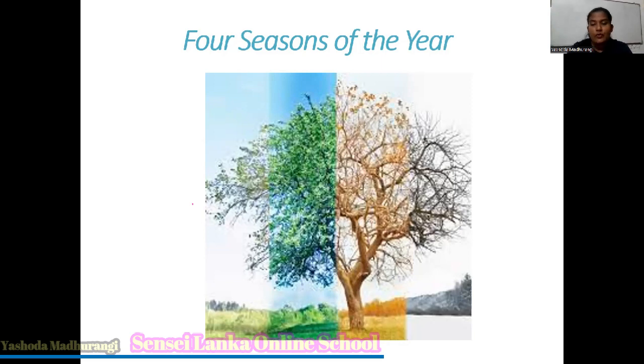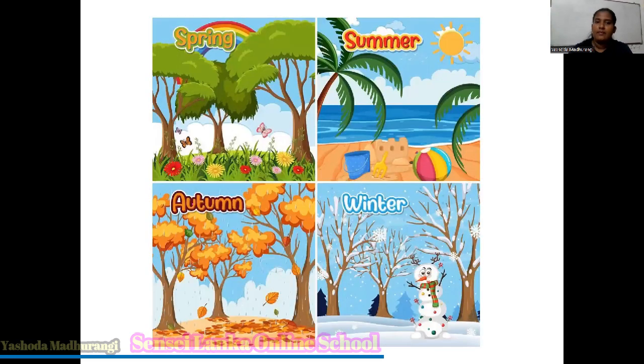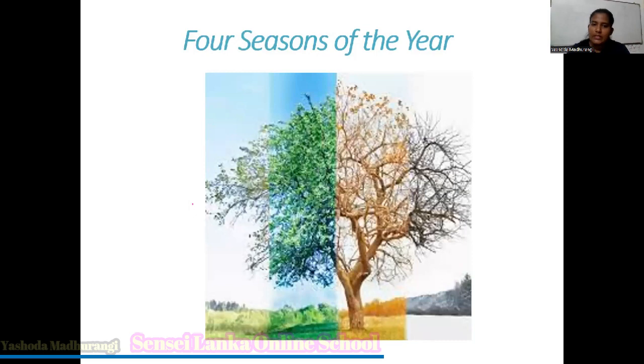Do you know what are the 4 seasons? Spring, summer, autumn, winter. Spring, summer, autumn, winter. So look at this picture again. First column is spring. Second one, summer. Third one, autumn, and the last one, winter. These are the 4 seasons.